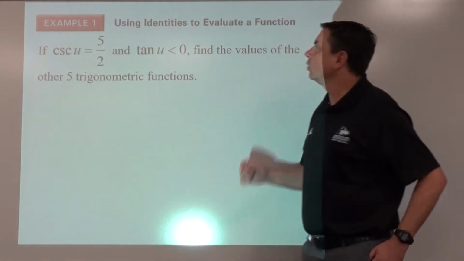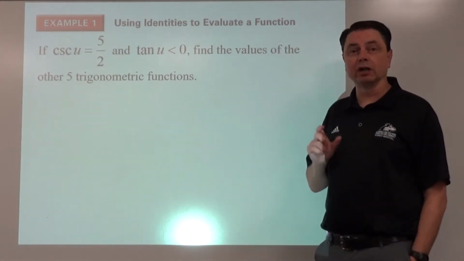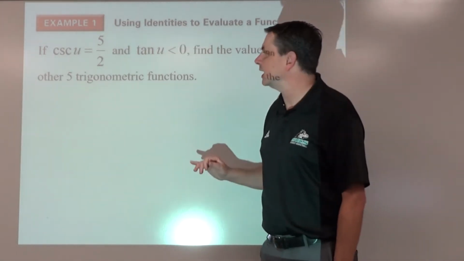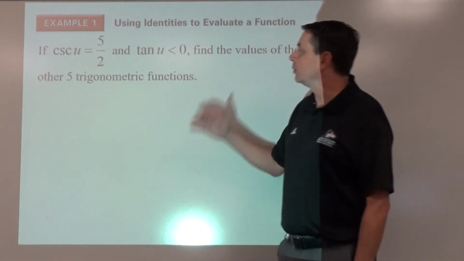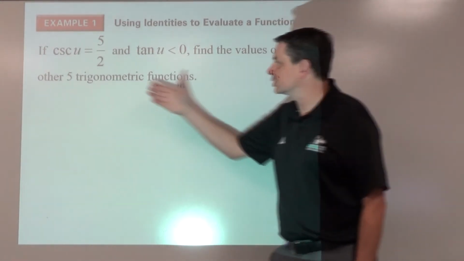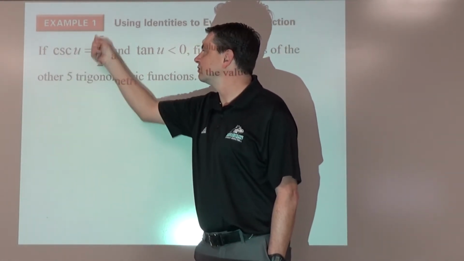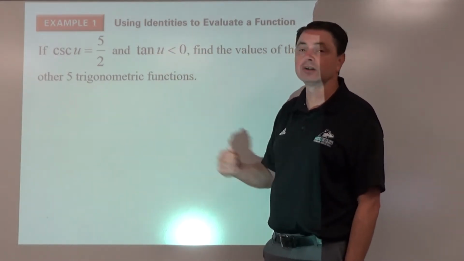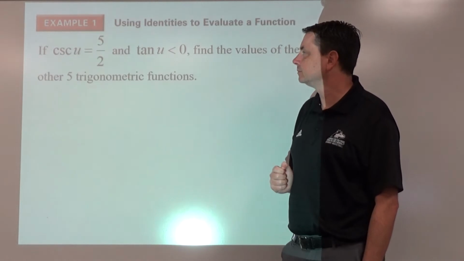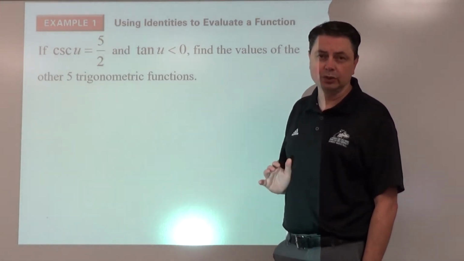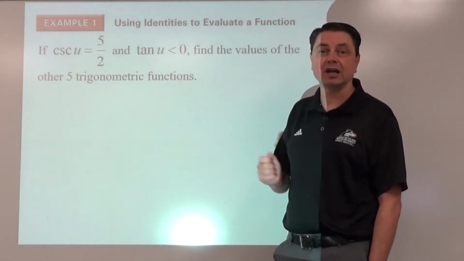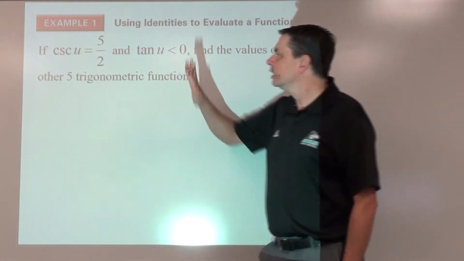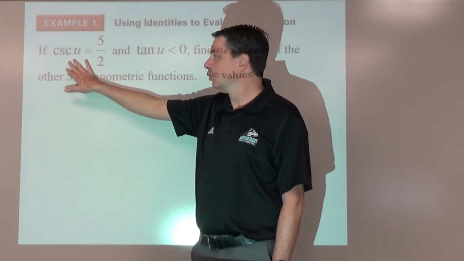So example number 1, use identities. We're going to follow those directions because there are other ways of approaching a problem like this, but we're going to use the identities to come up with the other 5 trig functions. We know that the cosecant of u is 5 over 2, and then a clue that says the tangent of u is less than 0, therefore negative. That's going to tell us what quadrant u is in, and that's going to be important for the signs of sine, cosine, tangent, etc.